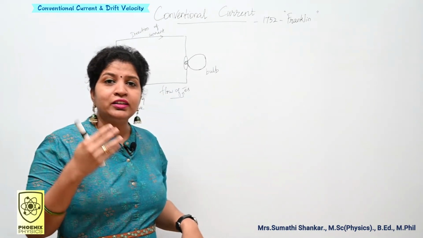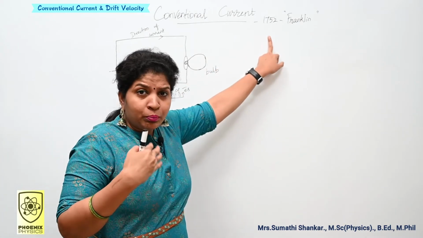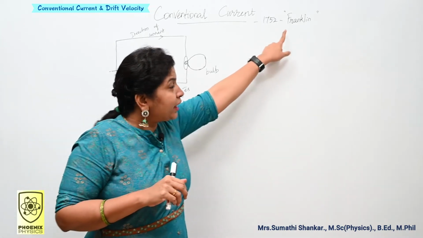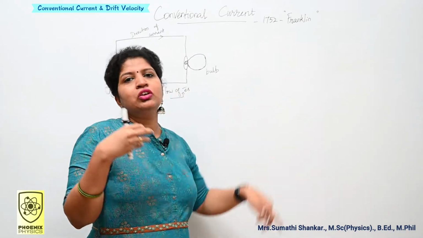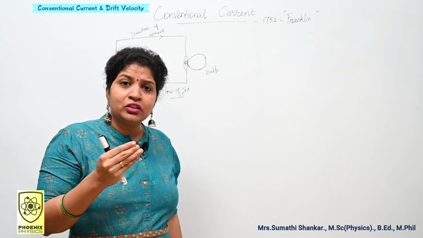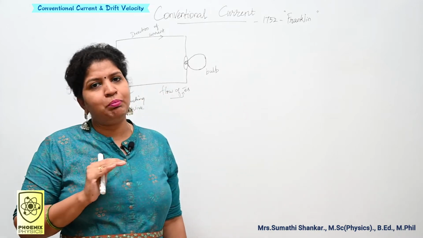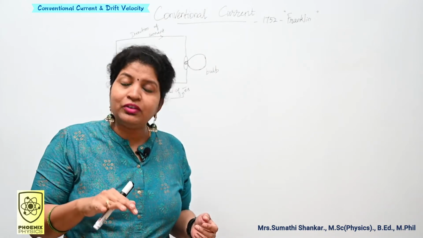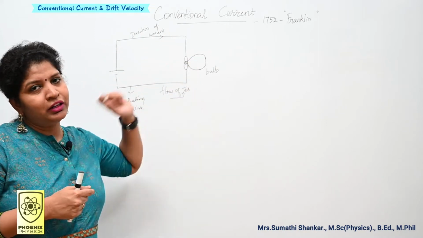Why do we call it conventional current? In 1752, prior to electricity being identified with the electron, Franklin chose a convention regarding the direction of current flow. Franklin assumed that positive charges moved from the positive terminal of the battery to the negative terminal of the battery. That is why we usually mark the conventional current from the positive terminal of the battery to the negative terminal.